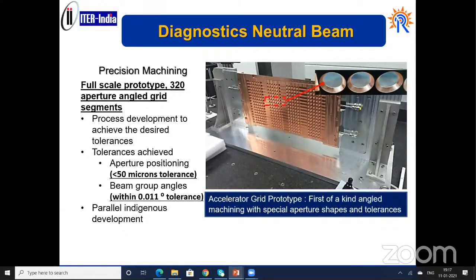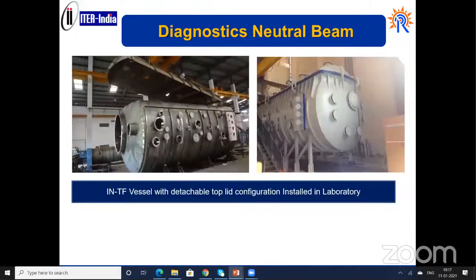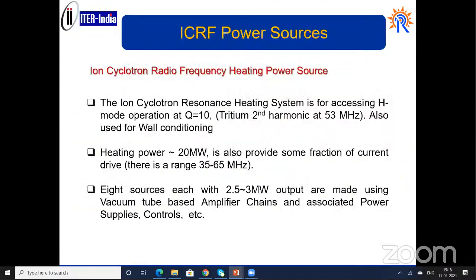These are grid plates after precision machining of the grid holes. This is one of the vessels. This main vessel for the diagnostic neutral beam is being installed in the ITER-India lab at the moment.